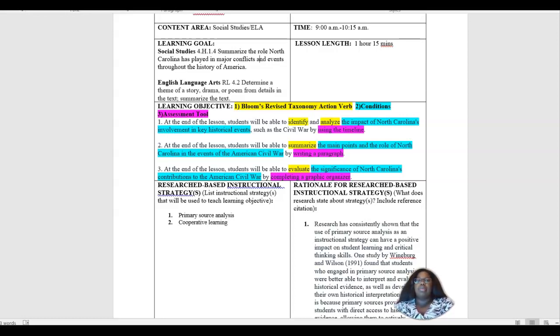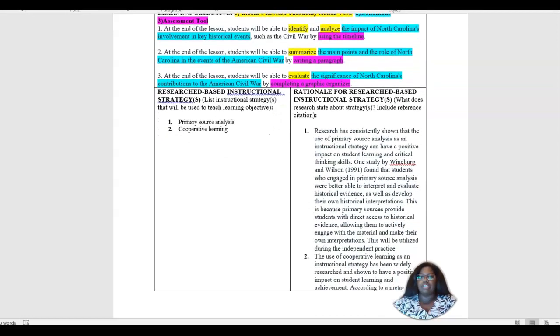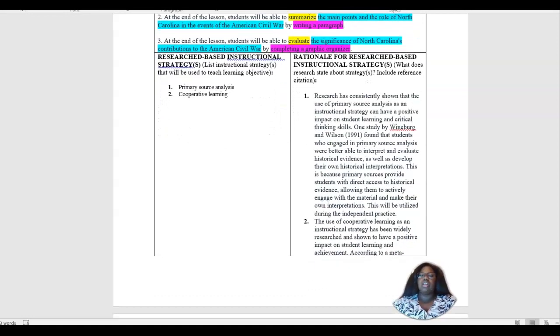The second one, students will be able to summarize the main points and the role of North Carolina in the events of the American Civil War by writing a paragraph. And third, students will be able to evaluate the significance of North Carolina's contributions to the American Civil War by completing a graphic organizer.